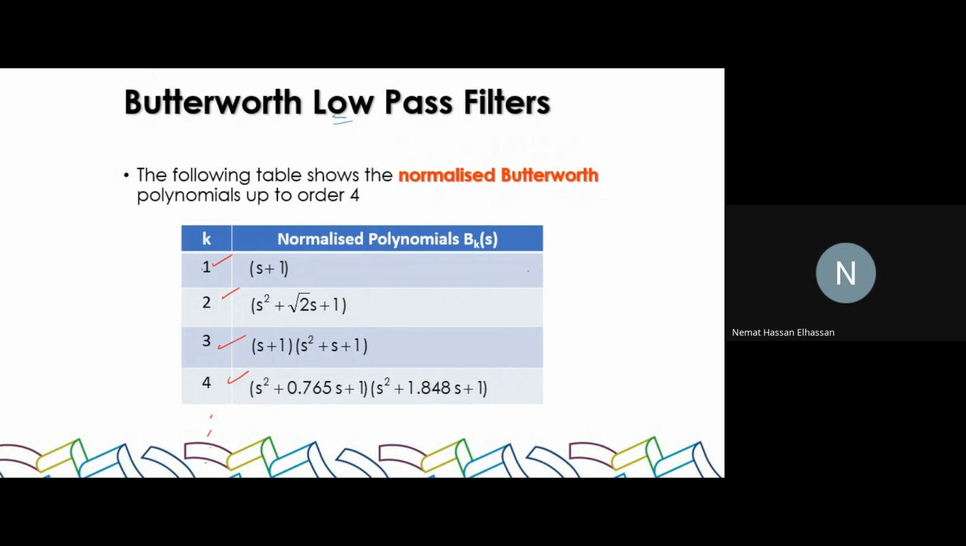So basically, what does this mean? This means that a normalized Butterworth first order filter will always have V out over V in equal to A0 over S plus 1. A second order filter will always have a transfer function of A0 over S squared plus square root 2 S plus 1. A third order filter will be what? From here, A0 divided by S plus 1 times S squared plus S plus 1. And a fourth order filter will be A0 divided by this equation.